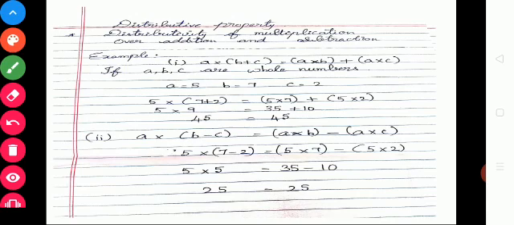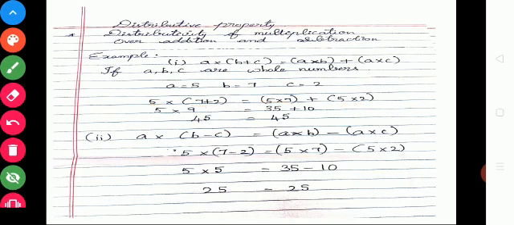This is the distributivity of multiplication over addition and subtraction. Look at the example. A into B plus C is equal to A into B plus A into C. If A, B, C are whole numbers, the values are A is equal to 5, B is equal to 7 and C is equal to 2. Apply now in that property. 5 into 7 plus 2 is equal to 5 into 7 plus 5 into 2.